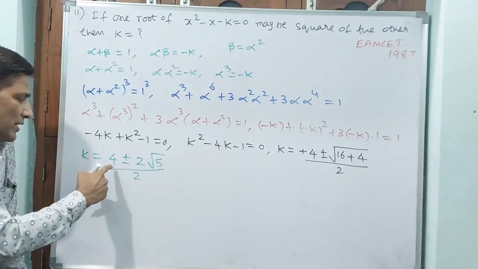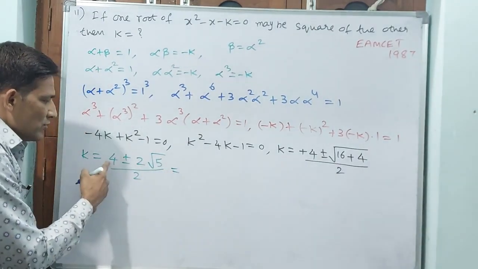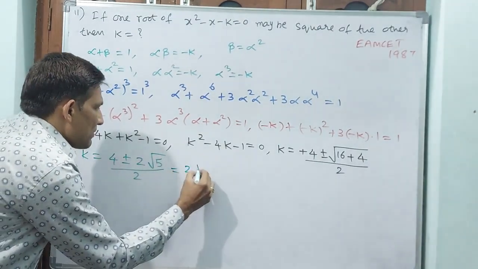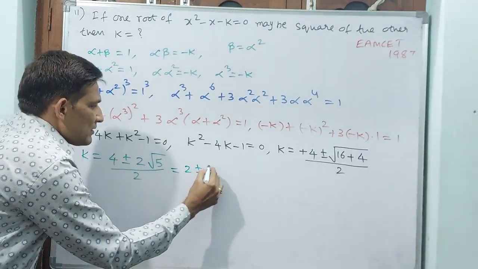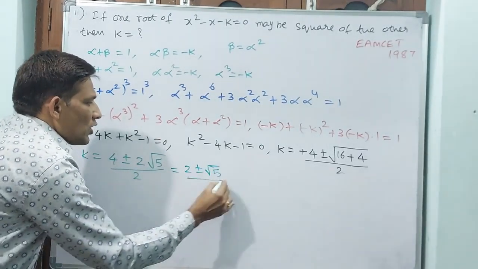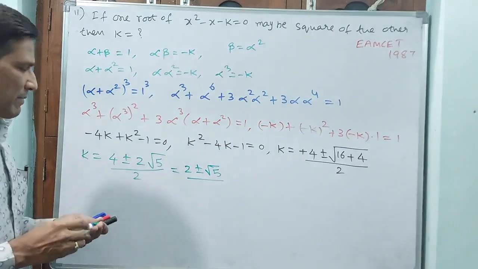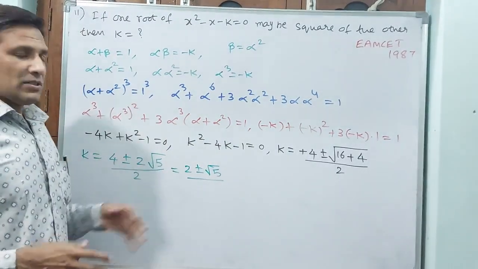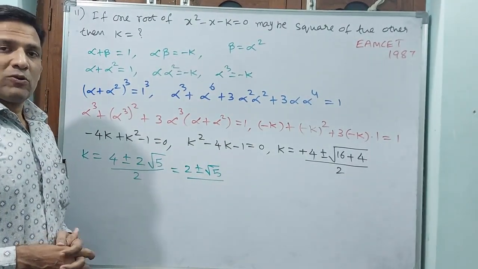Okay. Now you see, what is the value then? You divide this with 2, that means 2 plus or minus this 1 is going to get this one. See, k value is 2 plus or minus root 5 is your answer for this question. Okay? Let us go for 12th question.